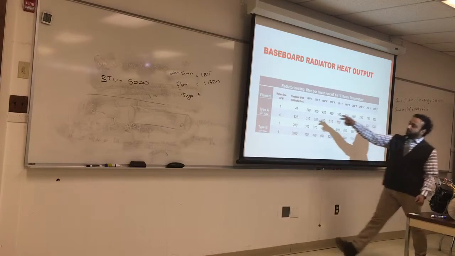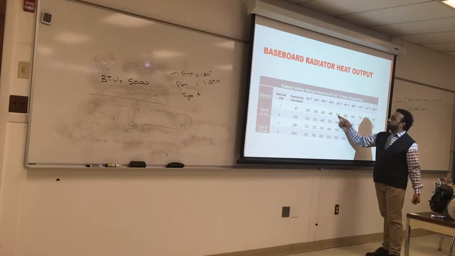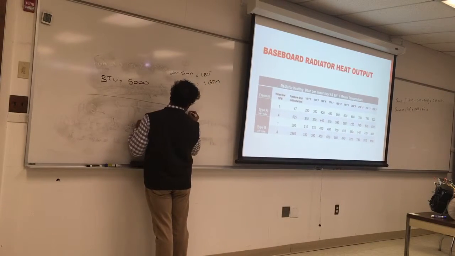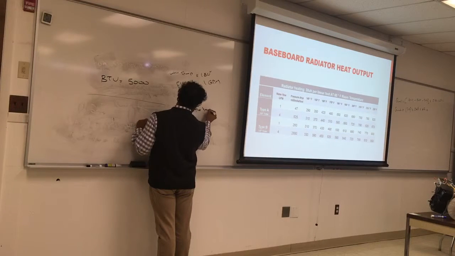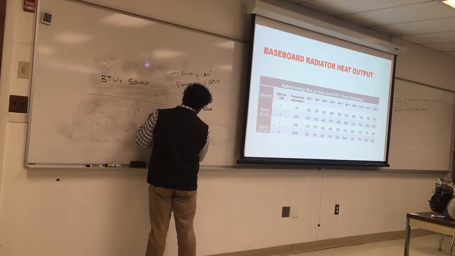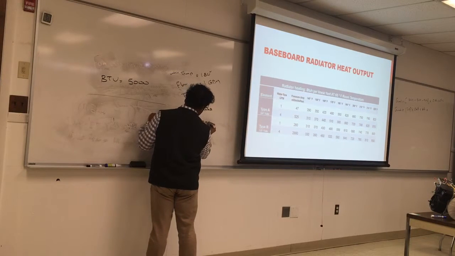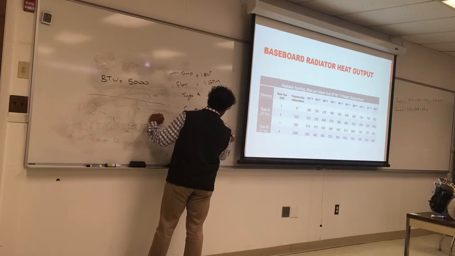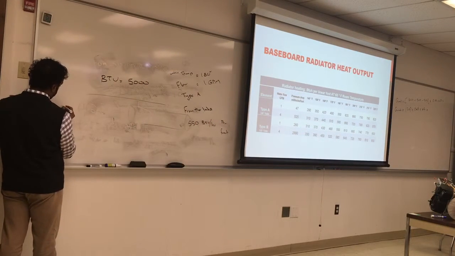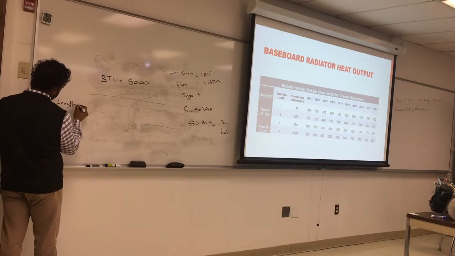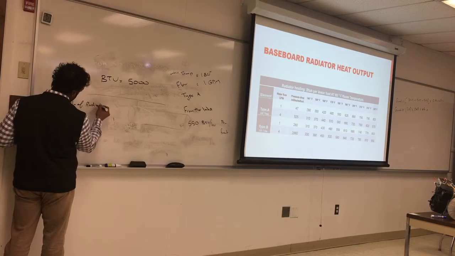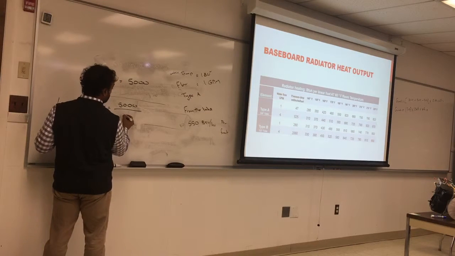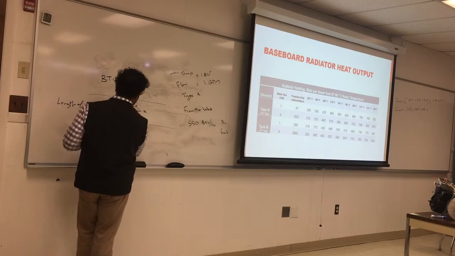So let me go back. So I have type A, 1 GPM, 180. This is the BTU per hour per foot from the table. So what do I do? I'm going to divide the total BTUs. It should be around 9 feet.